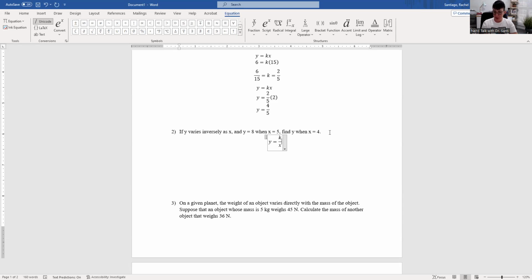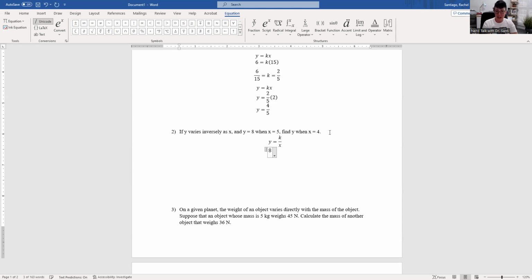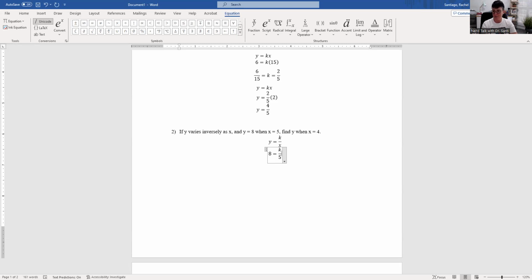We do know the value of Y. We're told that Y is 8. We don't know the coefficient or the constant of variation, so K, but we do know that X is 5. So let's solve this. You know how to solve. This is a proportion. We can cross multiply, or we can take each term and multiply it by the LCD. In this case, our LCD is 5.